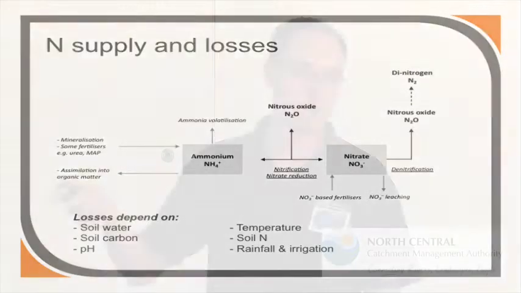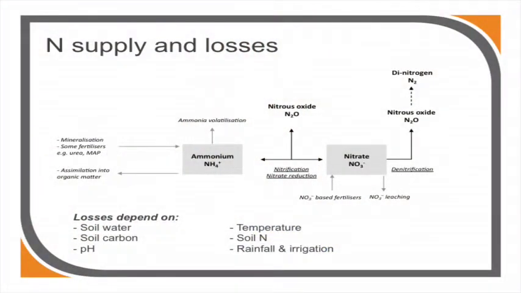Ammonia volatilisation, for example, as I mentioned, if we've got our nitrogen sitting there on the surface in that ammonia form, and we're not getting good rainfall to wash it in, particularly on alkaline soils, that's where we can start to see more volatilisation.